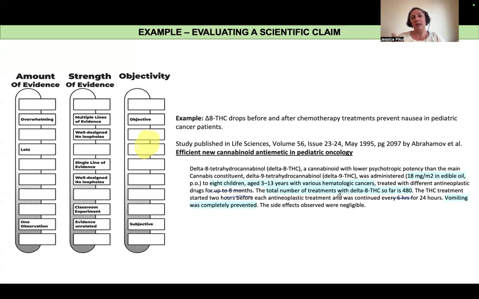And so the strength of the evidence in terms of how well designed it is, it looks pretty good from what I can tell. And they are also only doing this one single study. And so that sounds like there's a single line of evidence, but it's well designed. And if we dig into the details, we'll either become more or less convinced of how great the design of the experiment is. And that would be digging deeper and looking at their methodology.